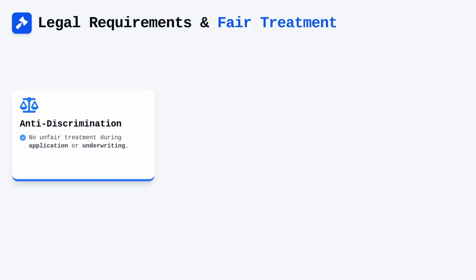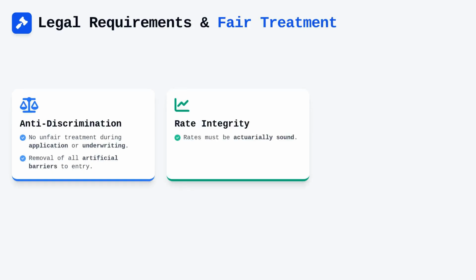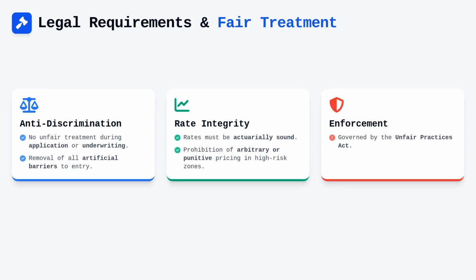While consumers are required to conduct a diligent search of the voluntary admitted market before applying to the residual pool, the application process itself must remain free from artificial barriers. Regulatory oversight ensures that rates remain actuarially sound and are never applied in an arbitrary or punitive manner to properties situated in high-risk zones. Furthermore, any violation of the fair treatment standard, such as misrepresenting policy terms or stalling the verification of eligibility, constitutes an actionable offense under the state's Unfair Practices Act.